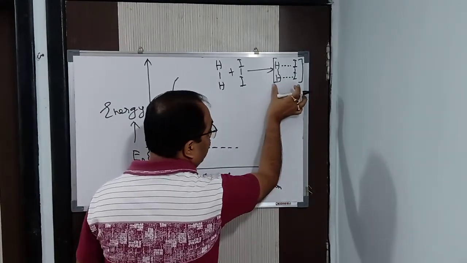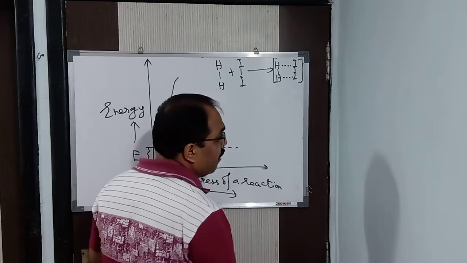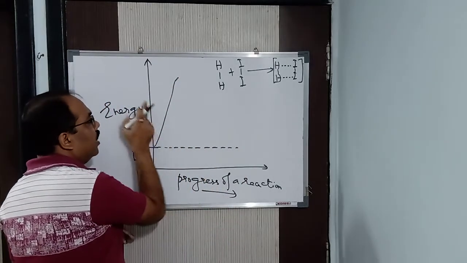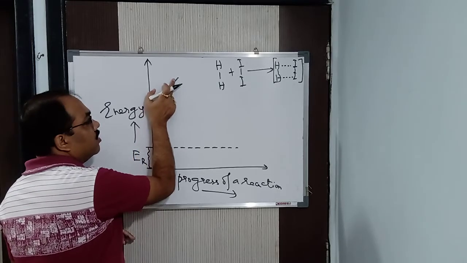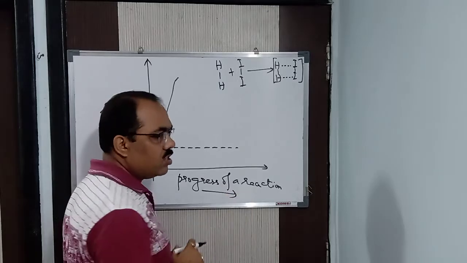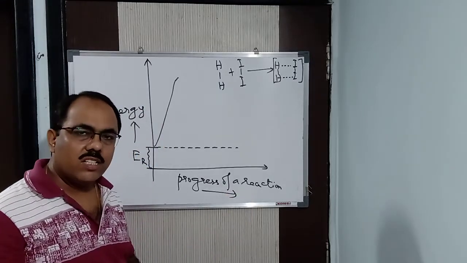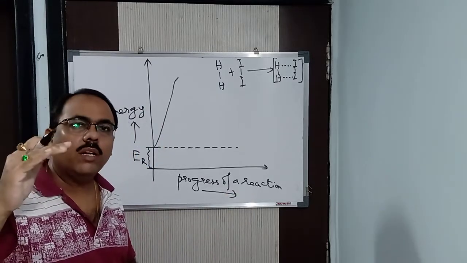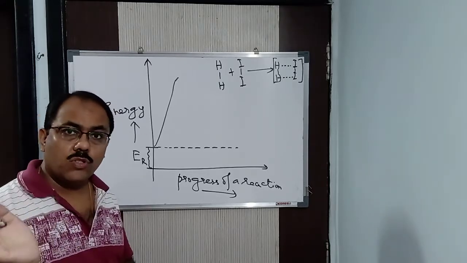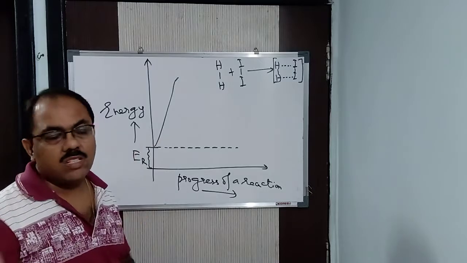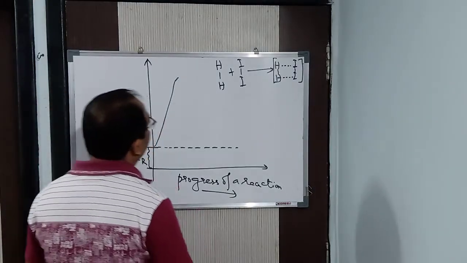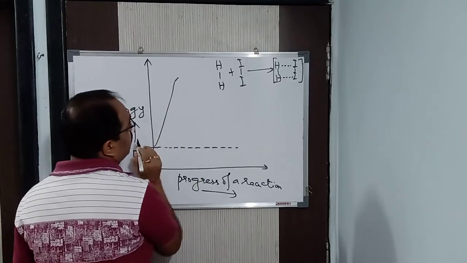Now this state has the maximum amount of energy, because energy is increasing as it absorbs energy. Once it reaches the transition state, it is highly unstable in nature, because energy is maximum. And you know, energy is inversely proportional to stability. Energy is more, stability is less. Fine. So after that, it has to come to the stable state.